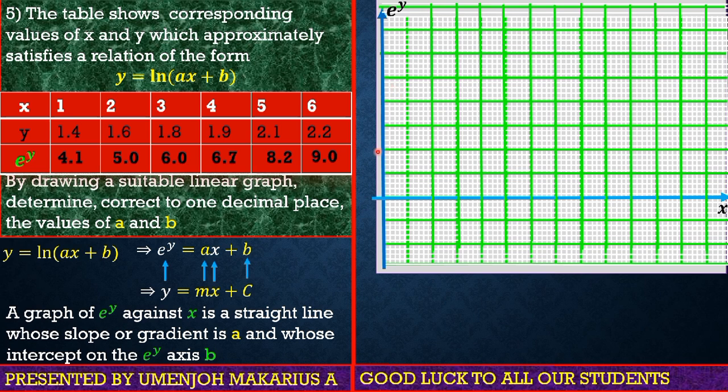So we are going to label each of our axes. Keep in mind that we have to create a scale, and I have created a suitable scale that is going to work perfectly. We are going to take 2 centimeters here to represent 1 unit, and we are going to label our vertical axis as such. We start with 4.1, then 5.5, 6.9, 8.3.